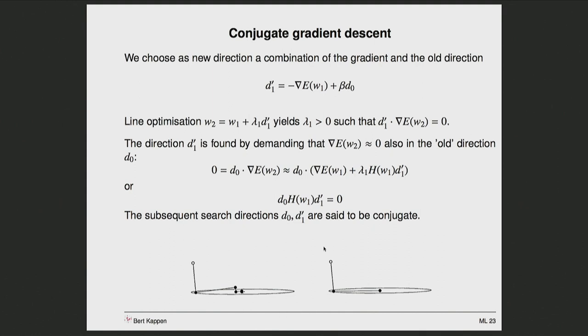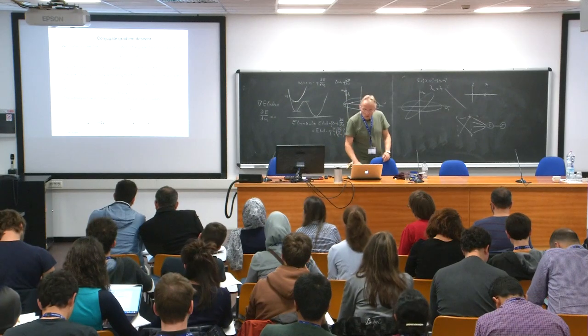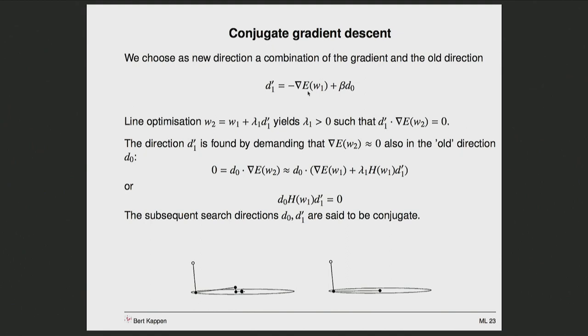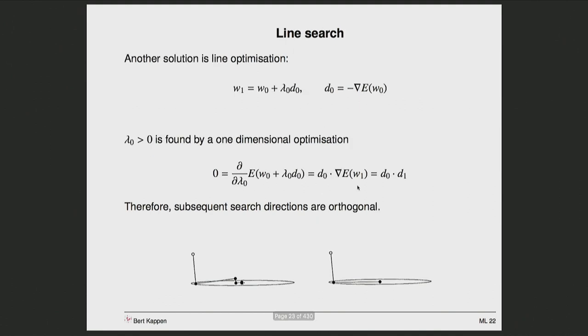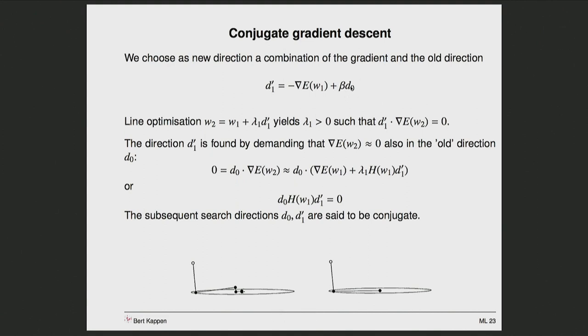And that is the idea of conjugate gradient descent. And that's a really good idea, a very powerful idea. So you say, okay, my new search direction, D1 prime, is something with the gradient at that point, which is orthogonal to the previous one, right? And a little bit of the old direction. So I'm going to move in these two directions. I take a little bit of the old direction and a little bit of the gradient direction. And of course, the whole intelligence is in the size of this beta. How to choose this beta, right?